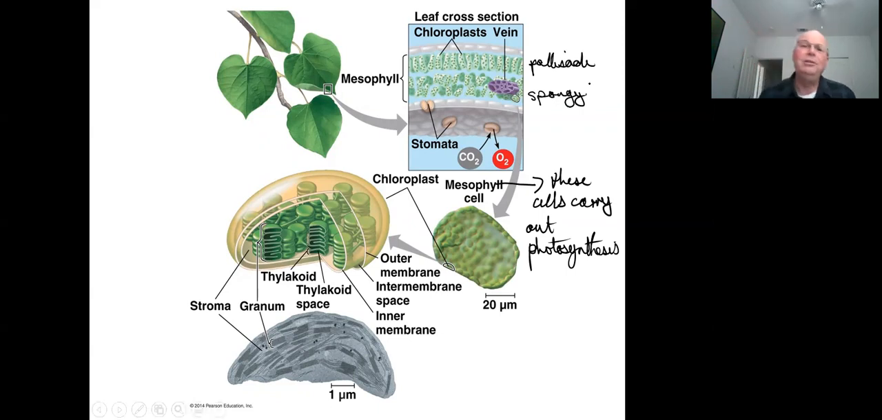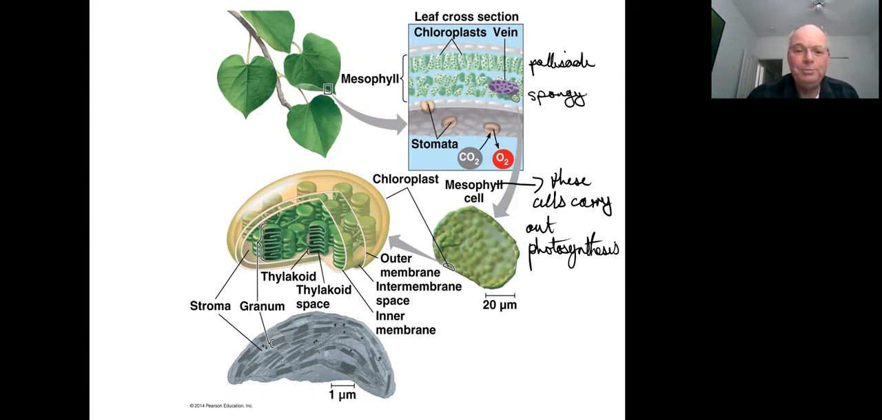And the palisade mesophyll cells are called palisade cells because they look a little bit like the wall of an old log fort where the logs are stood on end. That's called a palisade. And so when biologists saw these inside cells, someone decided to call these palisade mesophyll cells. And then the spongy mesophyll cells are called spongy because they contain a lot of air spaces around them.